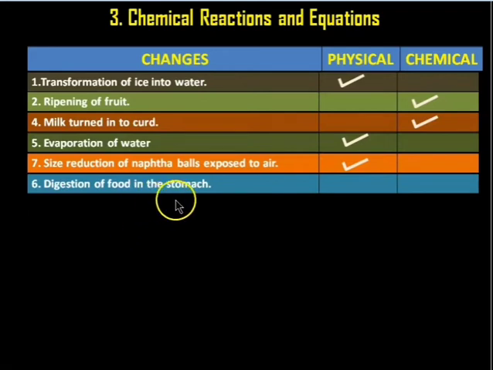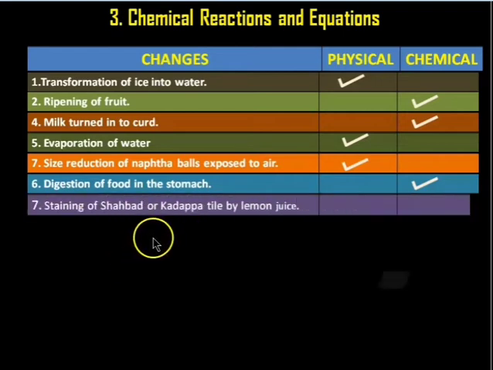Digestion of food in the stomach. During digestion, complex food is converted into simple water-soluble components. Starch is converted to glucose. Fats are converted to fatty acids and so on. So it is a chemical change.